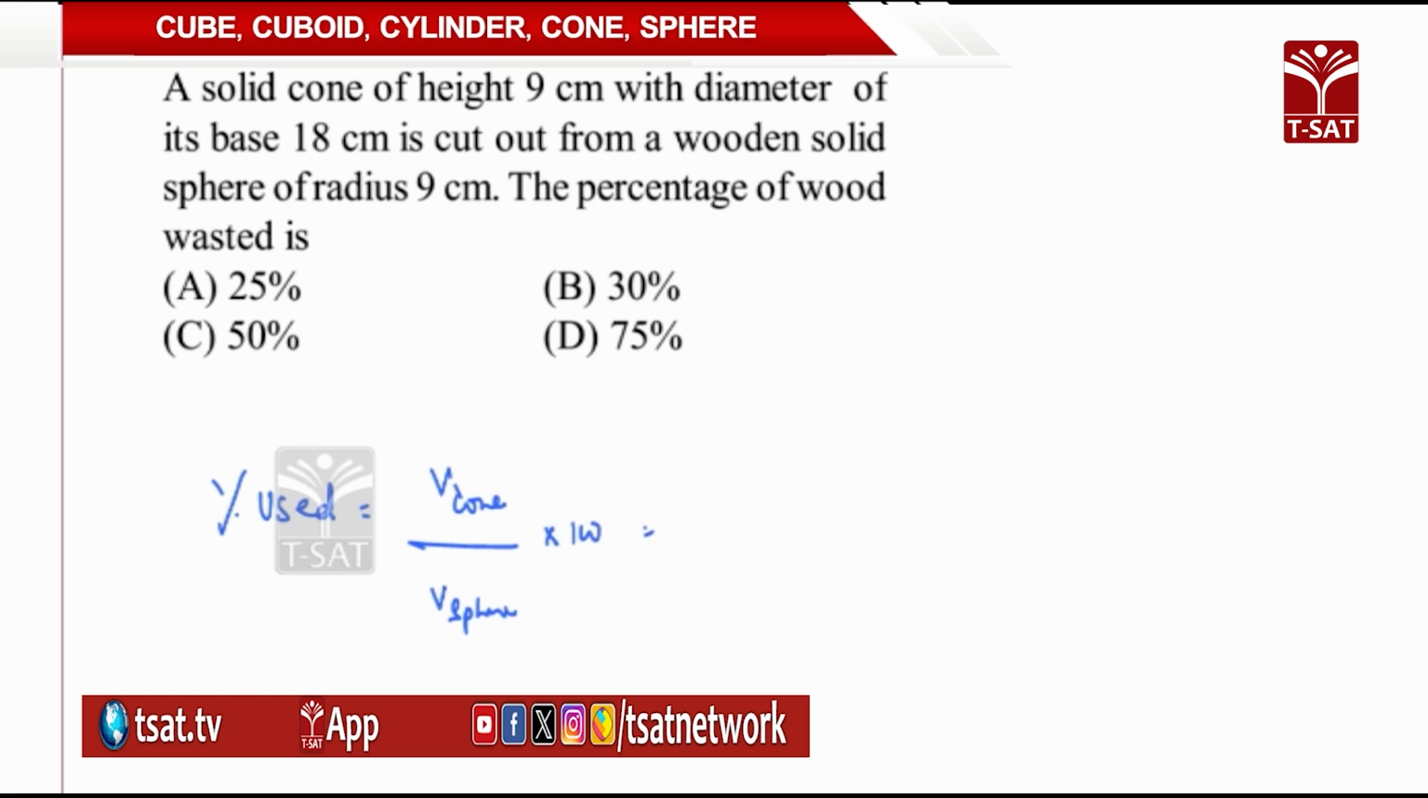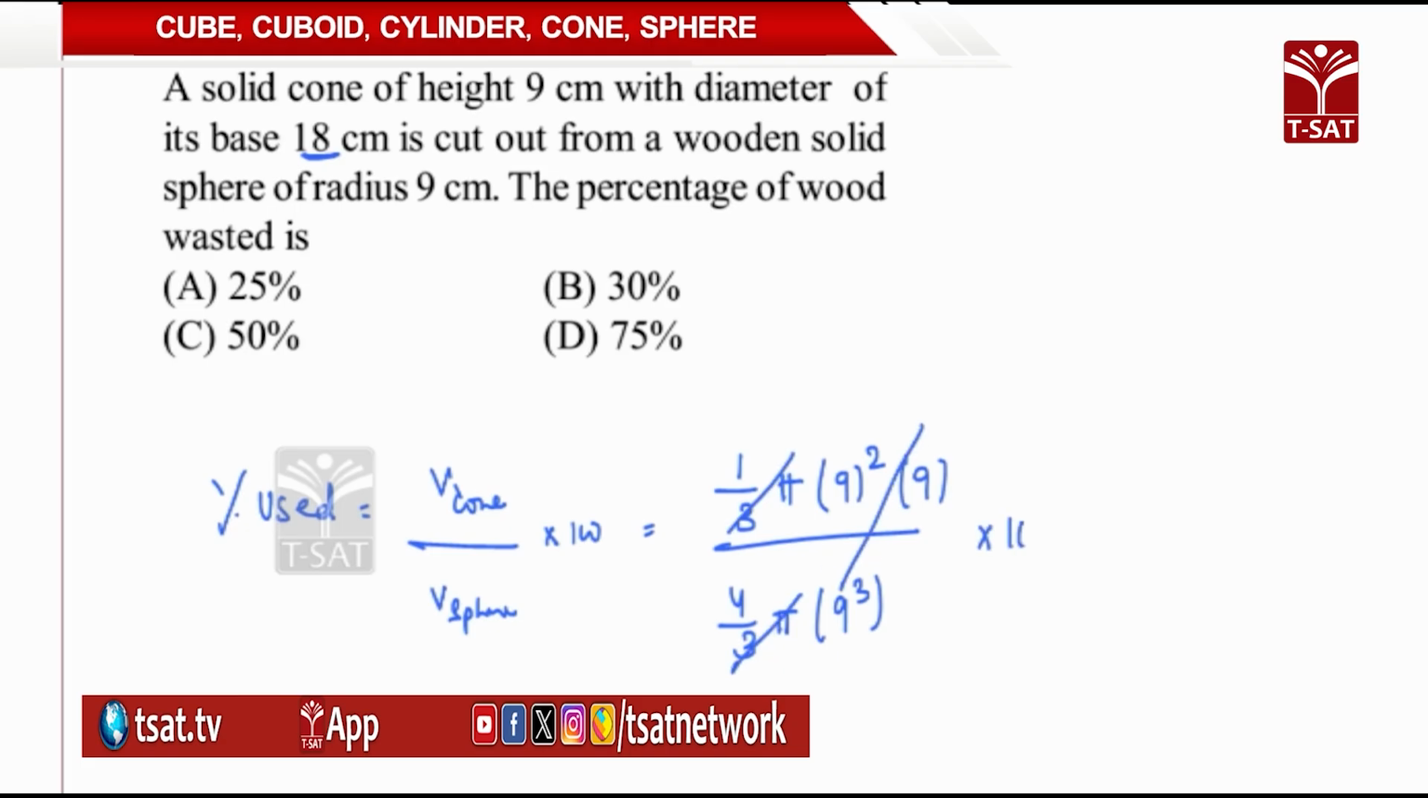into 100. Volume of cone is pi r square h by 3, or else 1/3 of pi r square. Diameter is 18, means radius is 9. So 9 square into 9 by 3, over 4 by 3 pi r cube, 9 cube. Therefore 9 cube cancels, pi by 3 cancels. You are left with 1 by 4 into 100. 1/4 of 100 is 25% of the wood used. If 25% of the wood is used, 75% of the wood is wasted. We have seen a similar kind of sum.